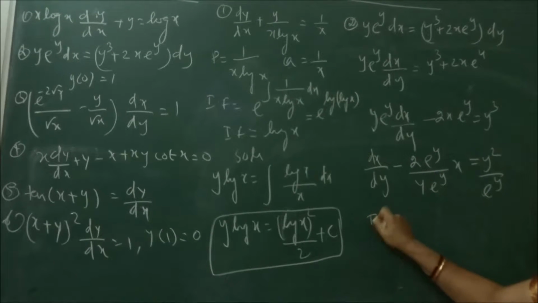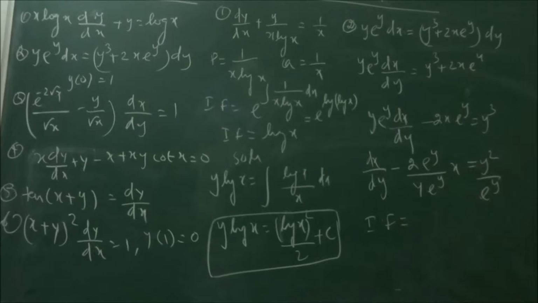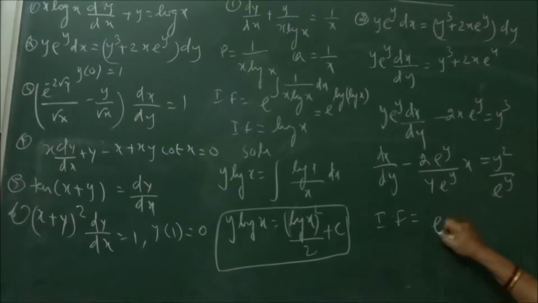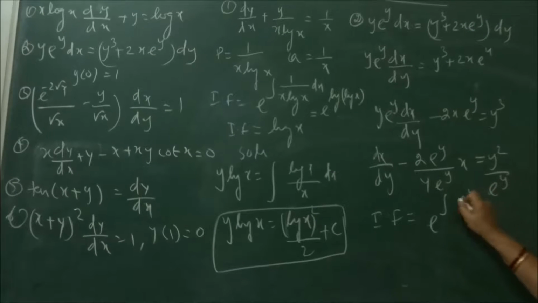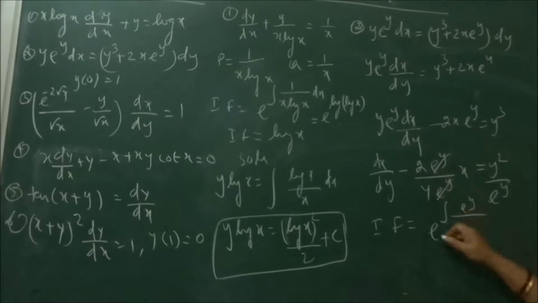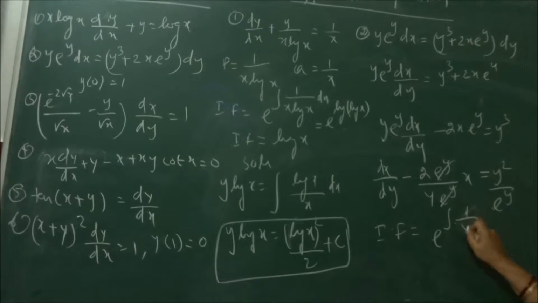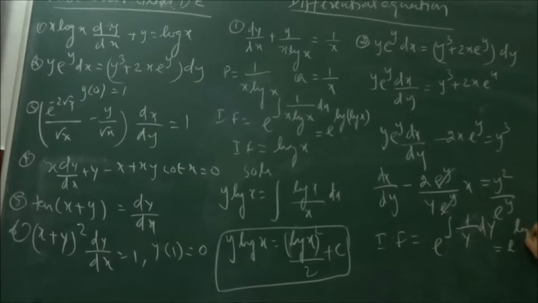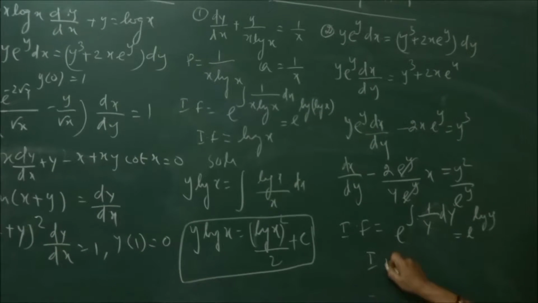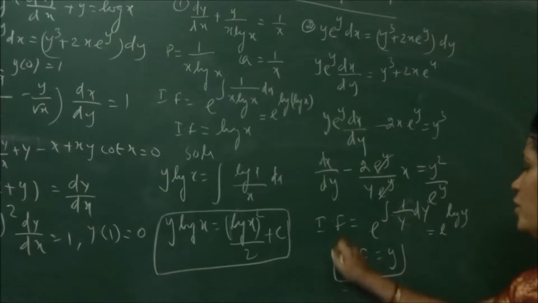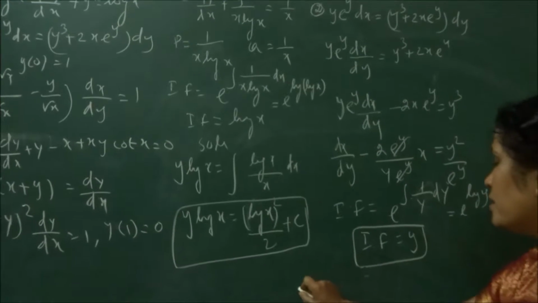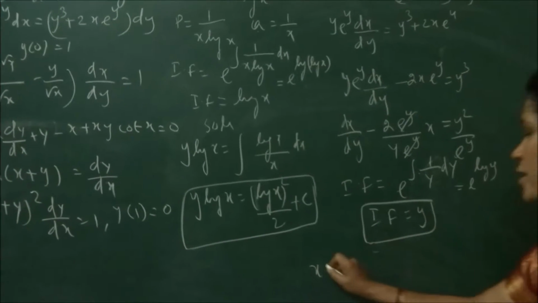Now I am finding the integrating factor. The integrating factor is e to the power integral of, e^y cancels, simply 1/y dy, which equals e to the power log y. So the integrating factor is y. Clear to you? Now the solution: x into the integrating factor.